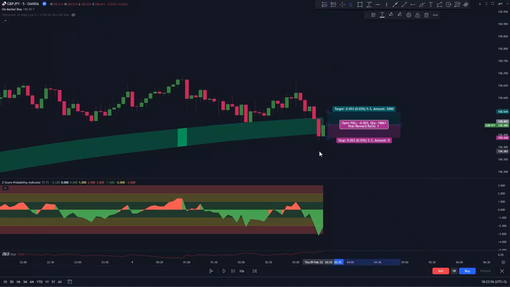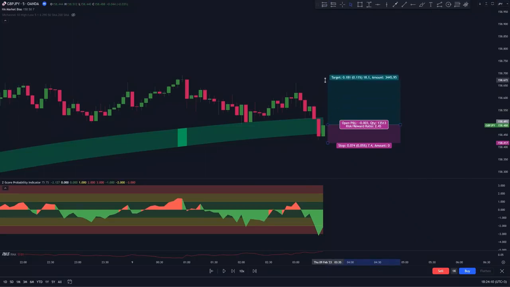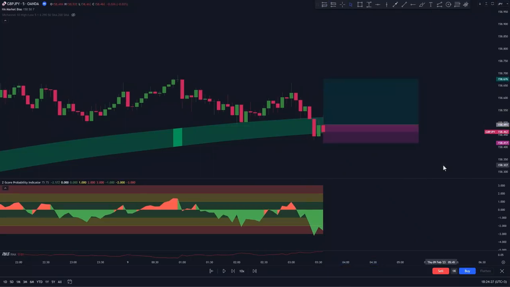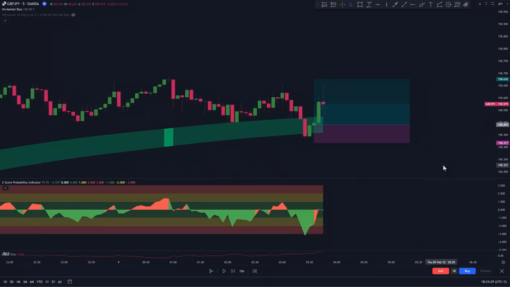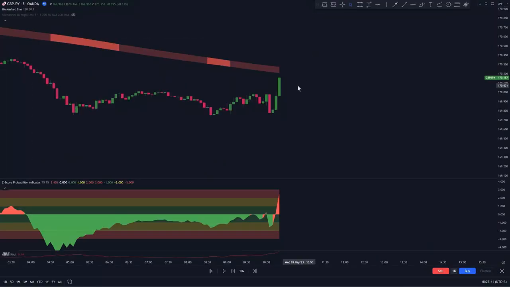The stop loss is going to be set below the most recent swing low. For the take profit, we're going to set it at 2.5 times the risk. We let the trade run and take profit. For short trades, we're just going to do the opposite.